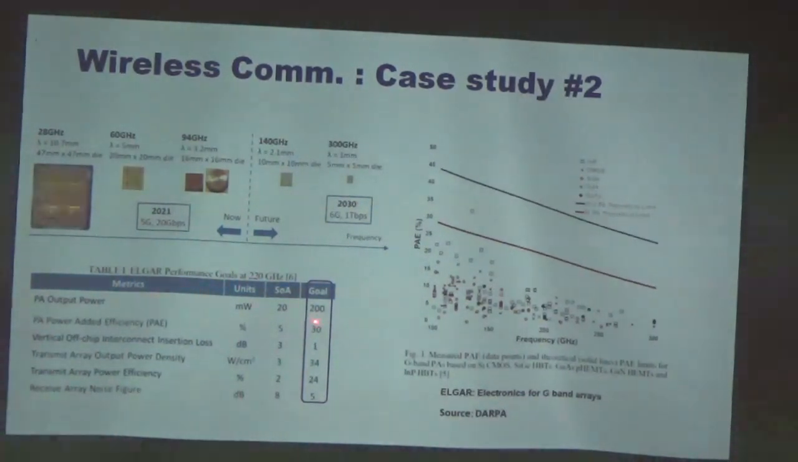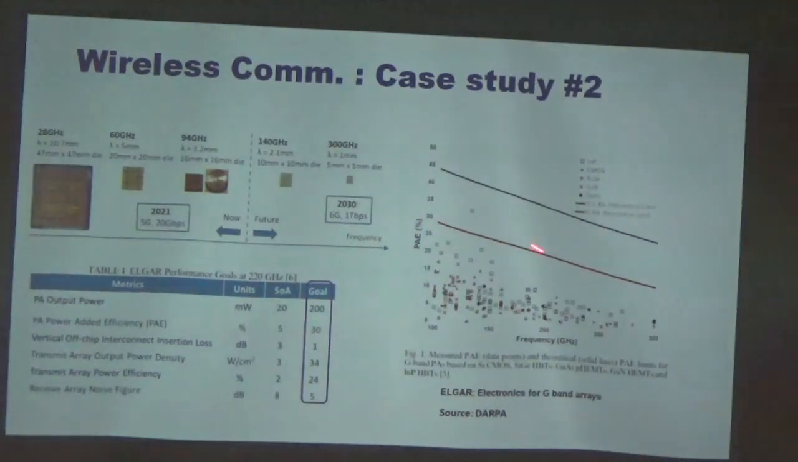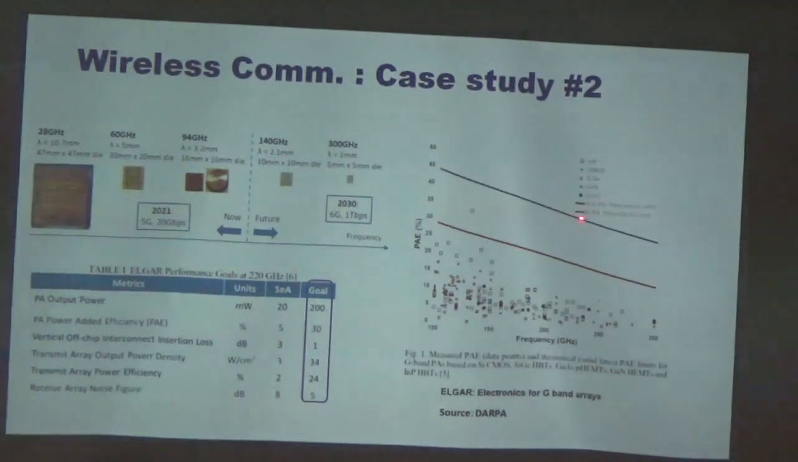Almost 200 milliwatt of power is the goal, and we are at 20 milliwatt. So this shows that there is a big gap, and these are the theoretical limits of the silicon power amplifier. Efficiency-wise also, it is not possible to achieve more than 10 or 15% efficiency from the silicon PA. So that is one big challenge going forward.